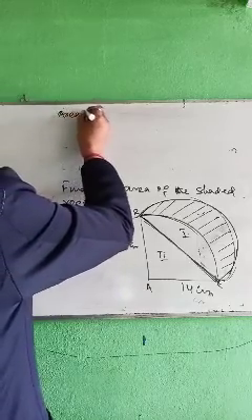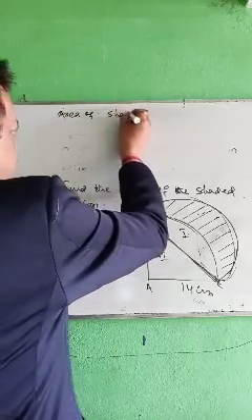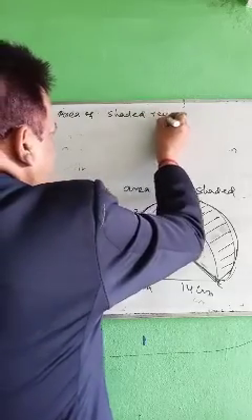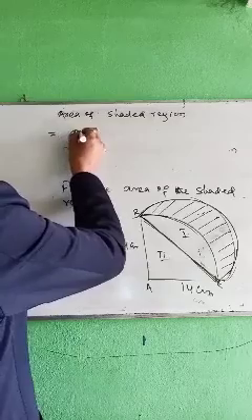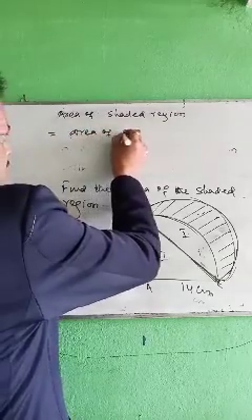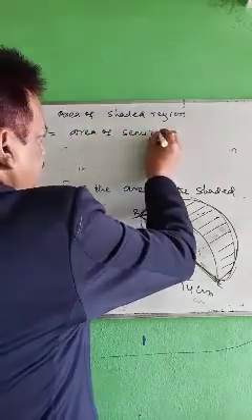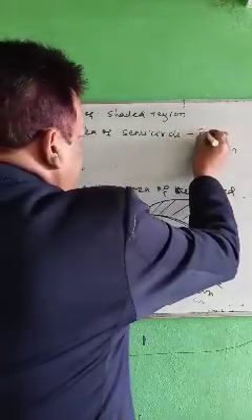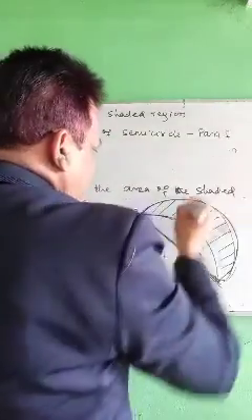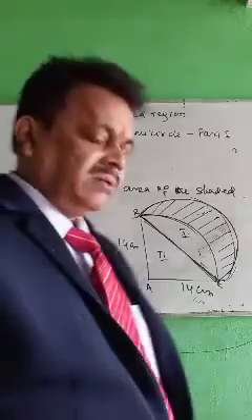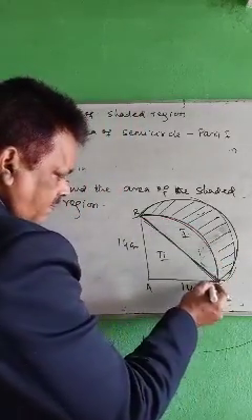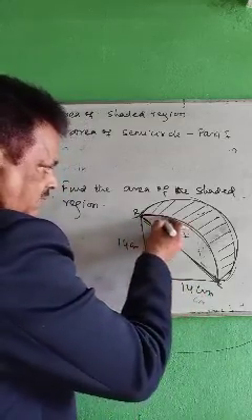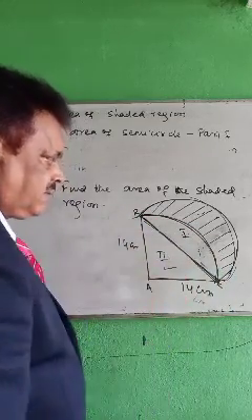Area of shaded region equals area of semicircle minus part 1. This is part 1. How to remove part 1? Part 1 can be removed from this sector minus triangle.